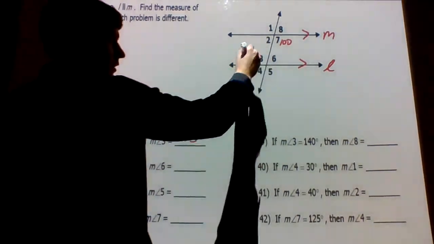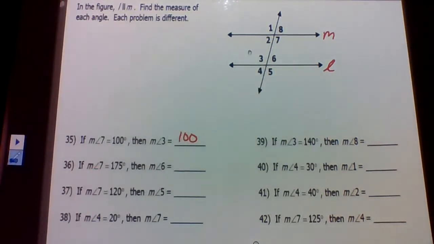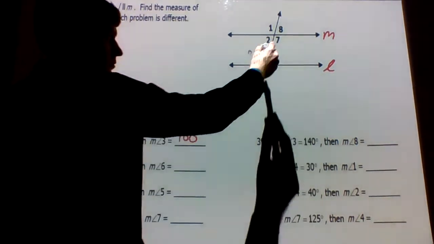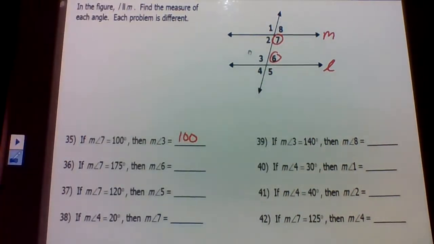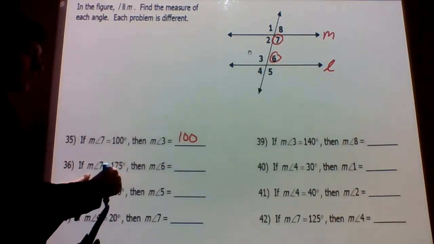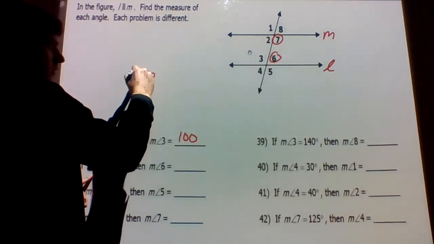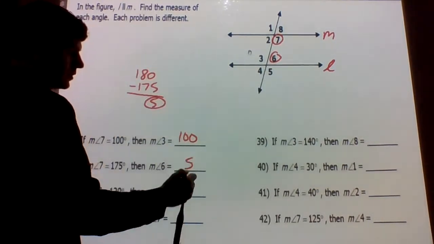Okay. Next one. 7 and 6. Okay, these are same side interior angles. Same side of the transversal in between the two lines. Since the lines are parallel, the same side interior angles are supplementary. So they're going to add up to 180. So we have to do 180 minus 175, which is going to give us 5 degrees.